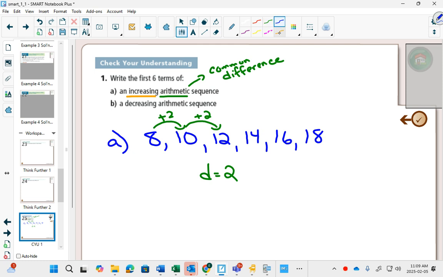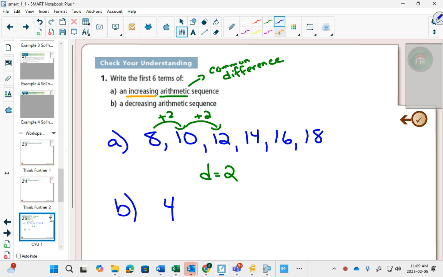Second one, we need one that's decreasing. Audrey, favorite number? 4. Okay, and let's see. Grayson, what should we go down by?